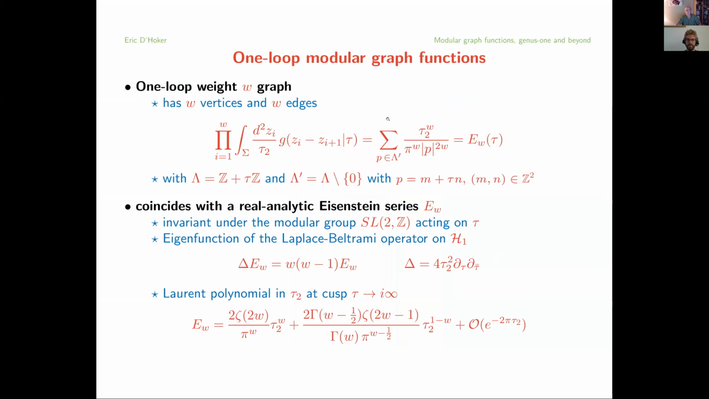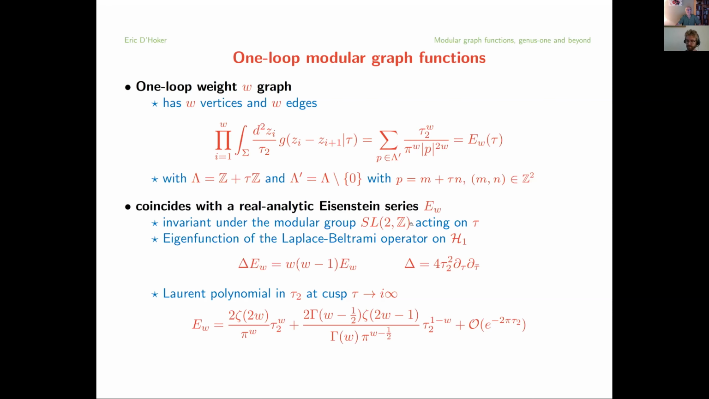So in 1 loop, we just have a closed assembly of Green's functions. So it's this quantity. If you Fourier transform to the momenta, there's only one momentum going through the graph. And so you have the sum over the inverse momentum to the power 2w. And we'll call that function EW. So the momentum here, to make contact with what we did before, is given by m plus tau n, where these are integers. And actually this function, the way I normalize it, is just the real analytic Eisenstein series, EW.